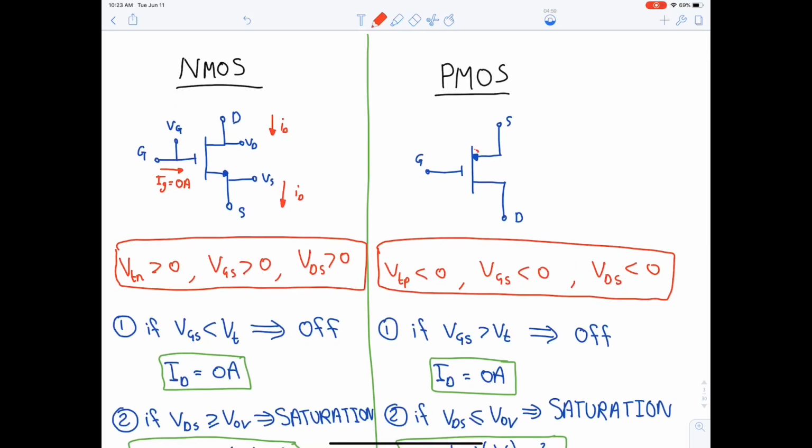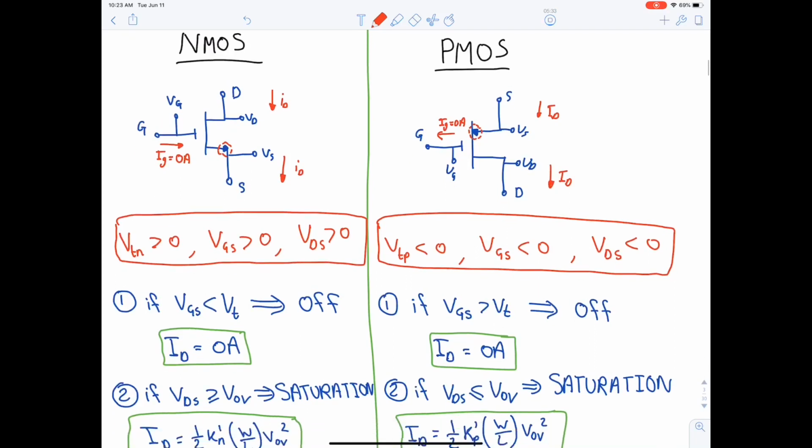Same thing applies here. Because it's PMOS, the arrow is entering, whereas here the arrow is leaving. So we have VD, VS, VG. The current flowing through D, the drain, is called ID. And the current flowing through S is also called ID because IG is equal to 0 ampere.